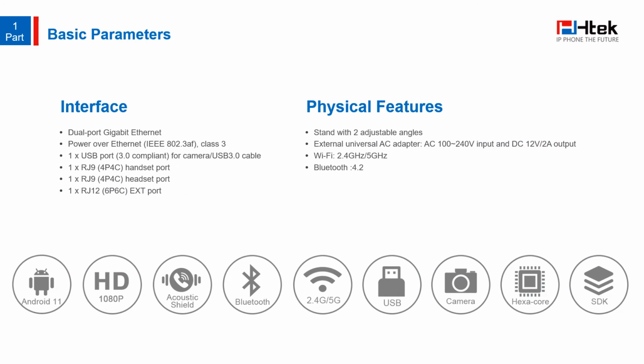As for the interface, it has a dual port for Gigabit Ethernet, and it supports Power over Ethernet. Also, it has a USB port which can be used to insert a camera, plus headset port, handset port, and EXT port. On the back, there's a stand with 2 adjustable angles. It uses an external universal AC adapter with AC 100 to 240 volt input and DC 12 volt 2 ampere output. Of course, this won't be necessary if you have PoE network cable. Besides, it has built-in Wi-Fi and Bluetooth 4.2.